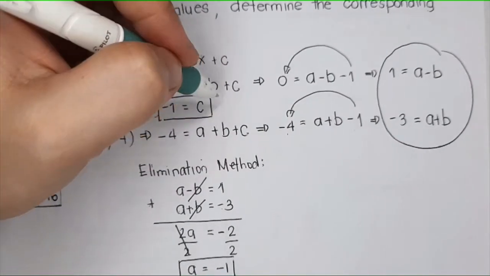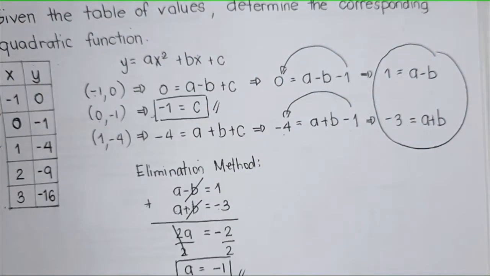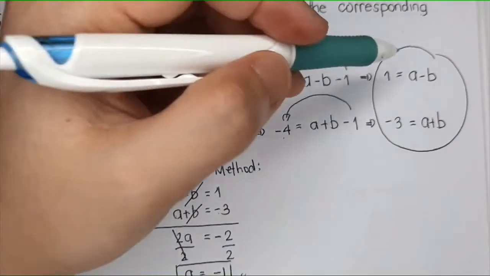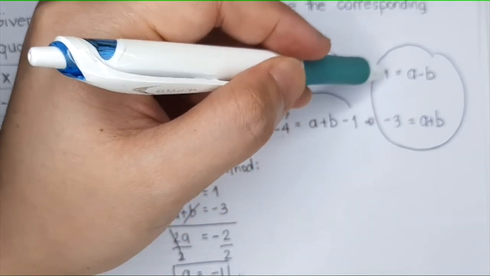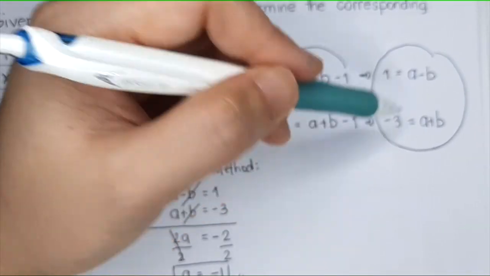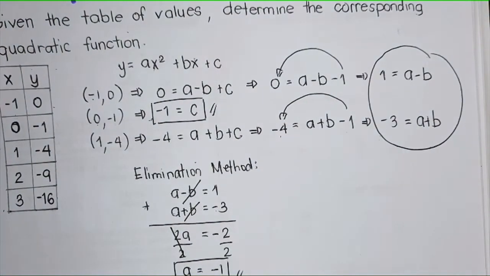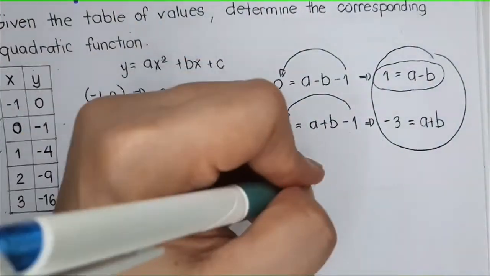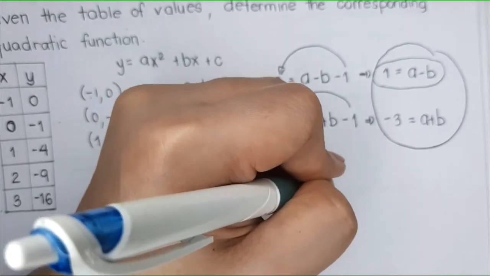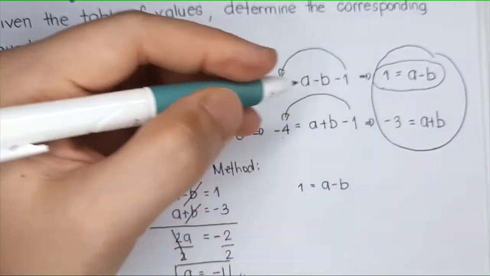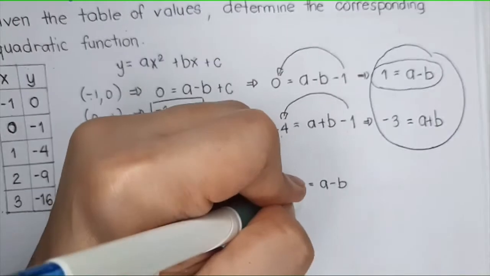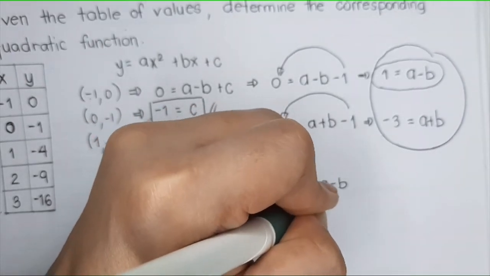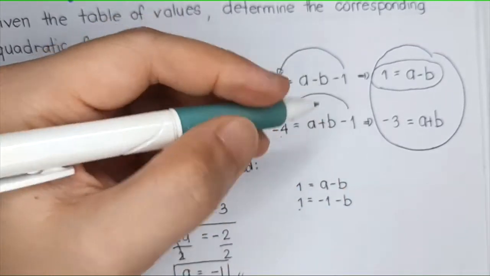Okay? So, meron na tayong value ni C, meron na tayong value ni A. So, si B na lang. Paano natin hahanapin? So, pipili ka lang ng isa sa mga to. Tapos, isa-substitute mo, A equals negative 1. So, kunyari, pinili natin itong unang equation na ito. Okay, let's do it. So, 1 equals A minus B. What is A? Negative 1. So, I'm just going to copy this. Okay, A is negative 1 minus B.